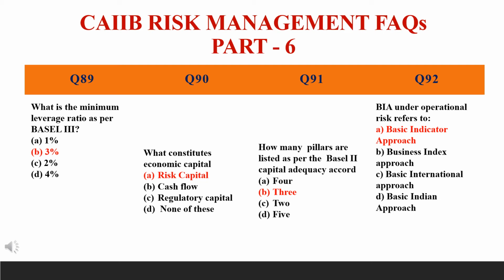Then, how many pillars are listed as per the Basel II capital adequacy accord? There are 3 pillars. The 3 pillars under the Basel Accord are capital adequacy requirements, supervisory review and evaluation process, and market discipline.